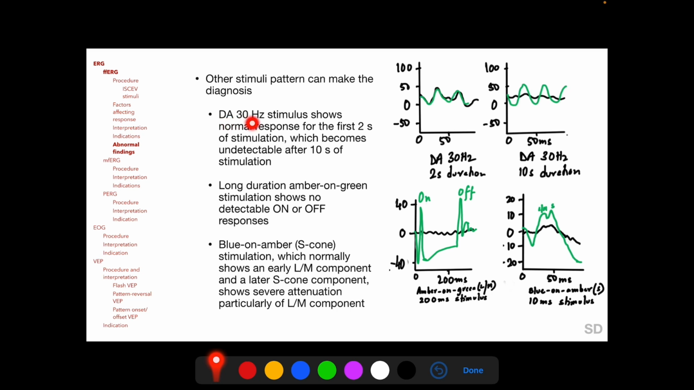In dark adapted 30 Hz flicker stimulation, a normal response is found for the initial 2 seconds of stimulation, but the response becomes undetectable after 10 seconds of stimulation. And in long duration amber on green LM cone stimulation, the bradyopsia patient shows no detectable on and off responses, with blue on amber S cone stimulation, which normally shows an early LM cone response and a later S cone response. The response from bradyopsia patients shows severe attenuation, particularly of the LM component.